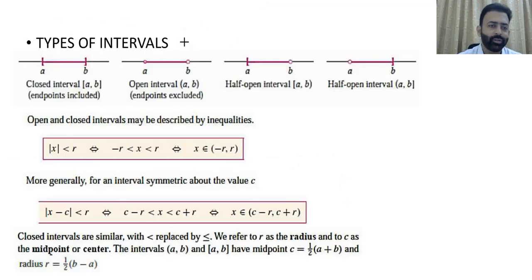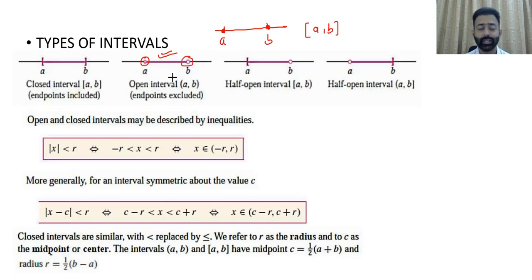Next is types of intervals. In a number line, if the numbers are included in the solution, so if points A and B are included, those are represented by solid circles, and by the square brackets [a, b]. If a and b are included in the solution, they are put inside square brackets. If they are not included, they are represented by an open circle, and in bracket terms they are inside a parenthesis.